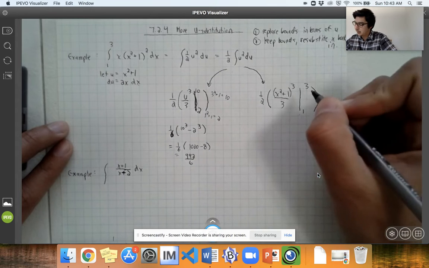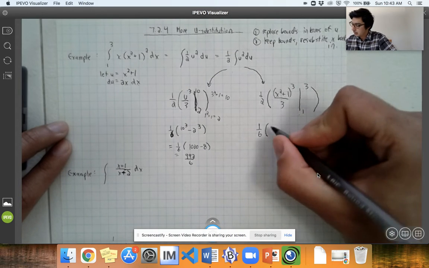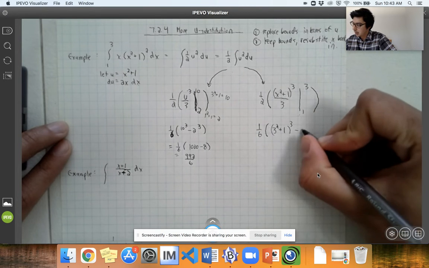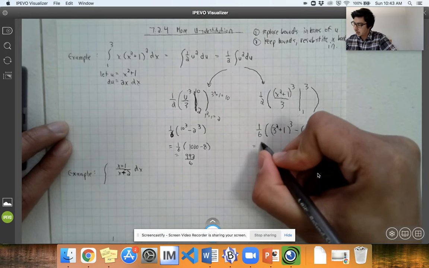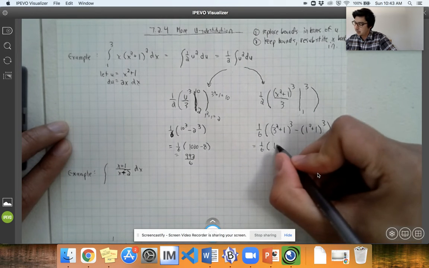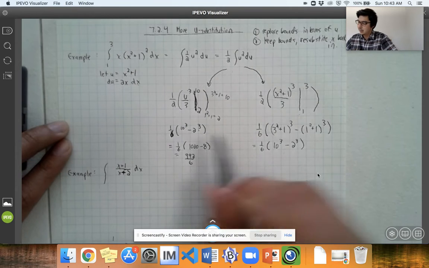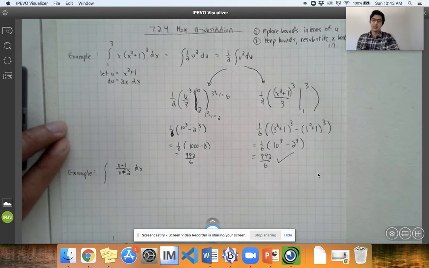In which, if I evaluate this, bring that 3 in front, it would be 1/6 times 3 squared plus 1 cubed minus 1 squared plus 1 cubed, which notice how I'm going to get 1/6 times 10 to the third minus 2 to the third, same thing I had there, which will, of course, give me the same answer in the end.